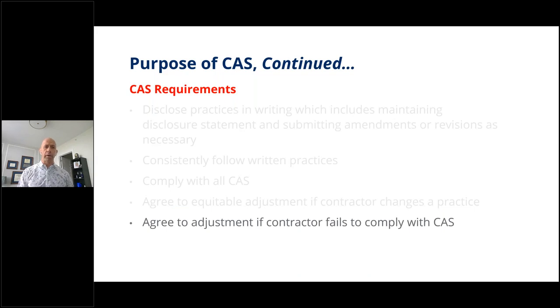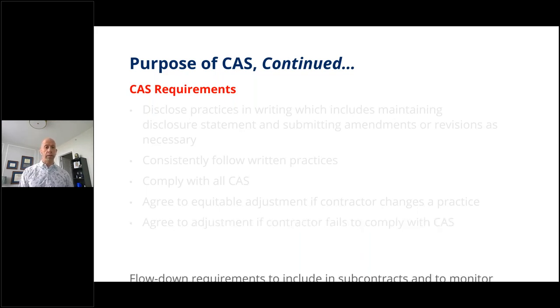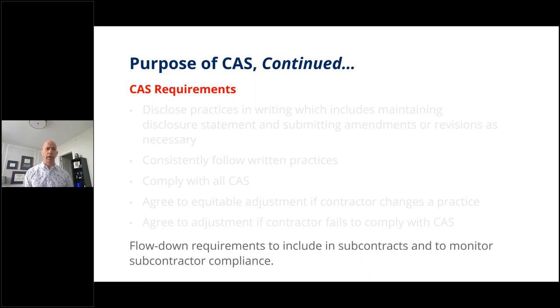And then the other part of having a CAS-covered contract and being forced to comply with all of the standards is that, as a contractor, you may have to agree to an adjustment if you fail to comply with CAS. So basically, if you go through an audit and the government finds that you did not comply with CAS or did not comply with your own disclosure statement, essentially there can be a unilateral adjustment that is made. There is a flow down requirement to this, so it should be included in subcontracts.